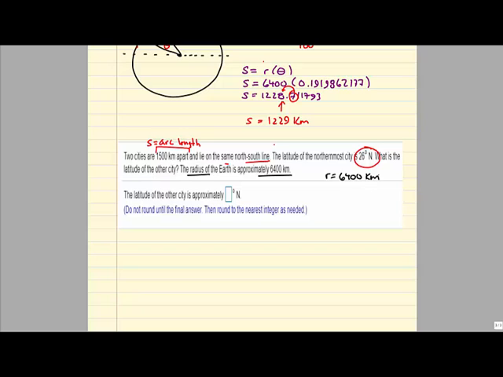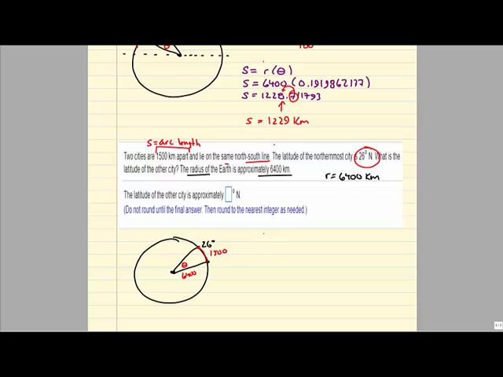So if we think about this, this is our setup. And it just says the same north-south line. So what I'm going to do is I'm just going to make a couple up. The northernmost one is 26 degrees. And then we have some other one. I don't know exactly where it is. And they tell us that this arc length right here is 1,500 kilometers, and the radius is 6,400 kilometers. And what we don't know is theta. So that's kind of the setup that we have here.